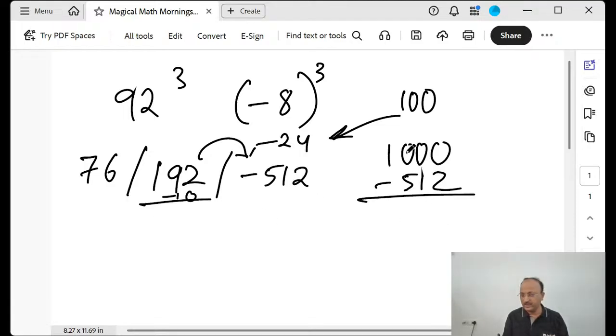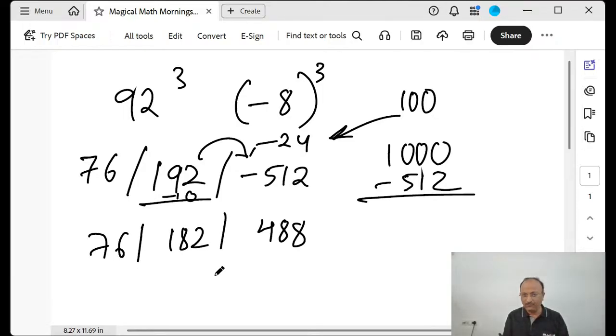We can do it. Correct? No, all from 9, last from 10. So 488 will come. Then this will become 182. This will become 76. Now we'll write the answer.